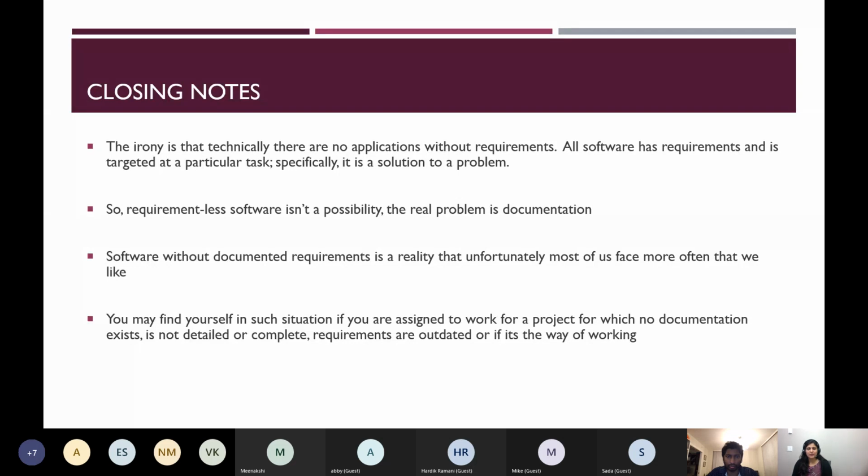Software without documented requirements is a reality, and most of us have been part of such teams at one point or the other. You may find yourself in such a situation if you're assigned to work on a project for which no documentation exists, or it exists but it's not detailed or complete, or the requirements are outdated, or if that is how the team works, or how things are done. Again, there's nothing wrong in that approach, but it's harder. I think it's more challenging, and more non-traditional approaches need to be applied for test planning.